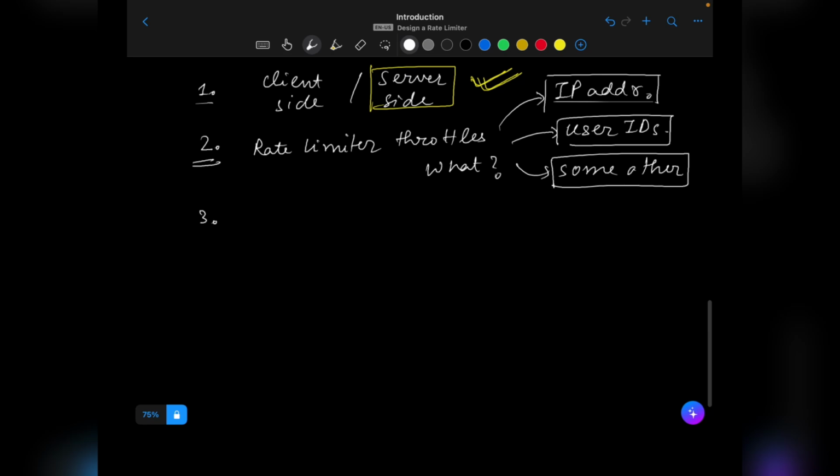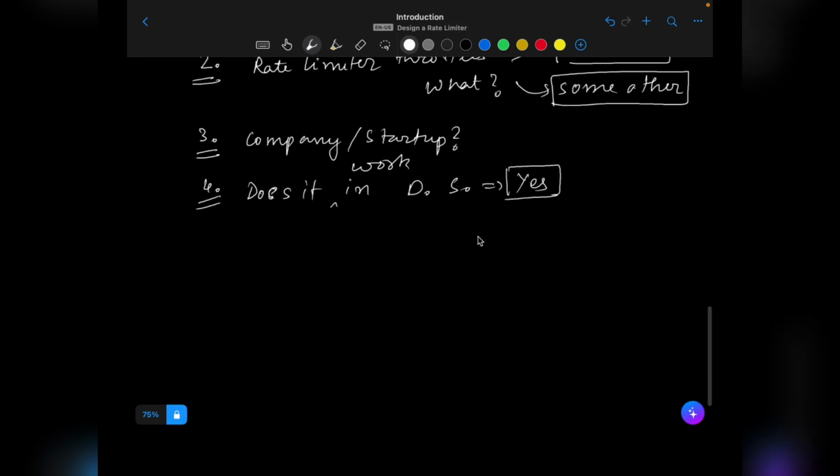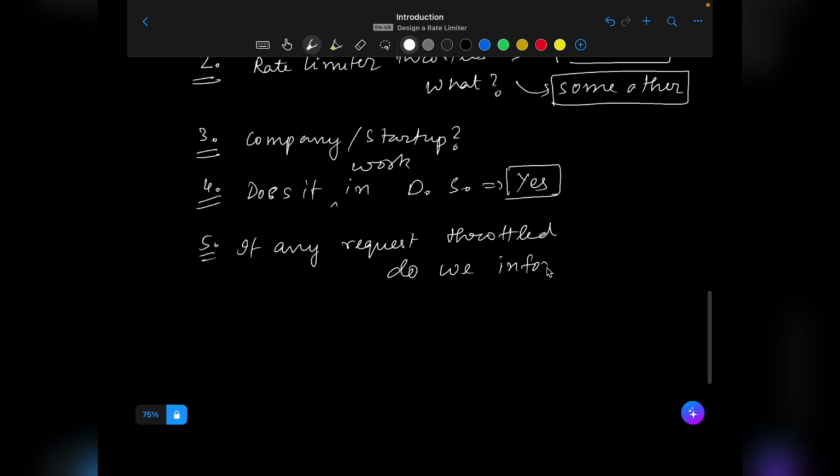Third, what we could do is, are we building it for some company or a startup? Fourth is like, does it work in a distributed environment? In most of the cases, the answer should be yes. And the final thing which we could ask is, if any request is throttled, do we inform the user?